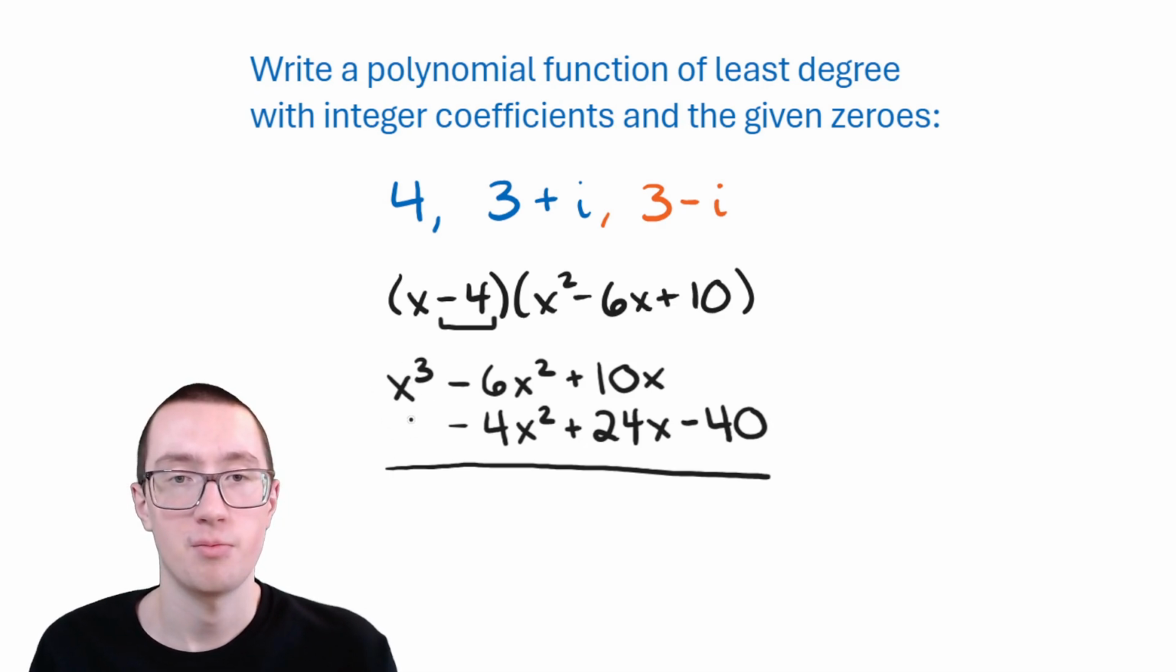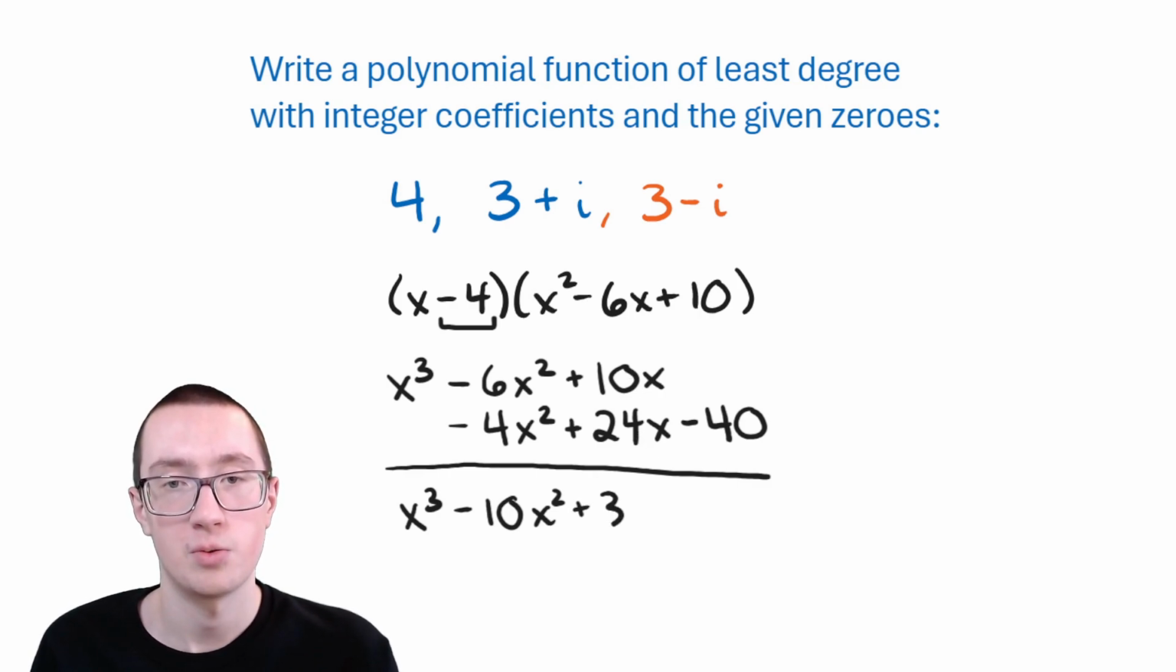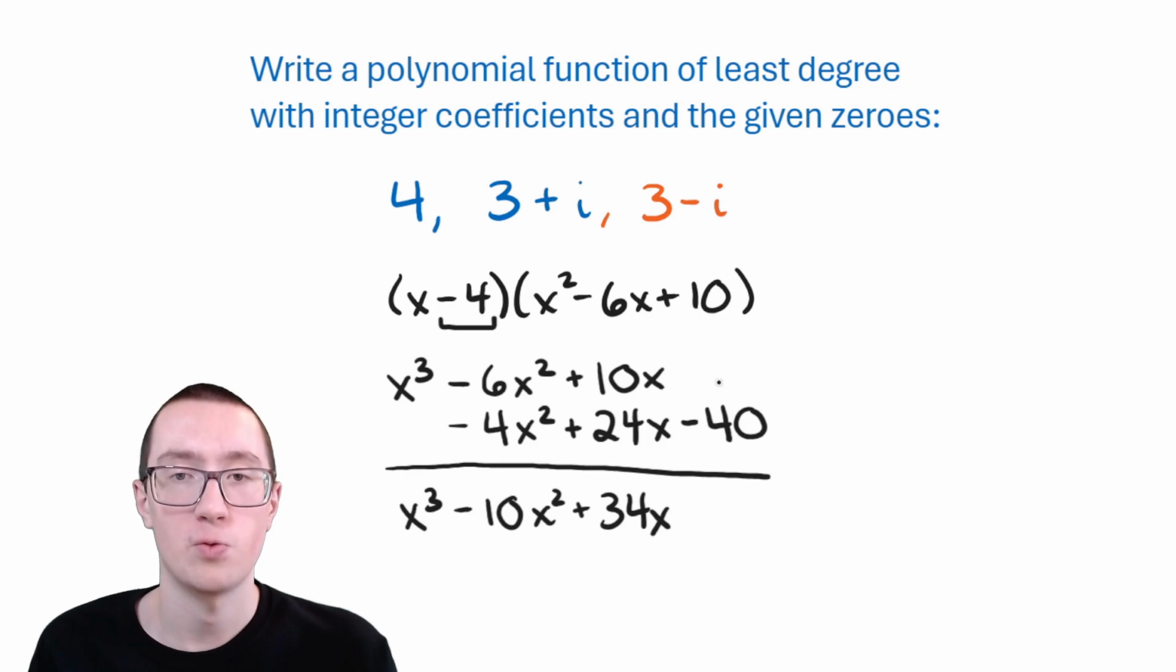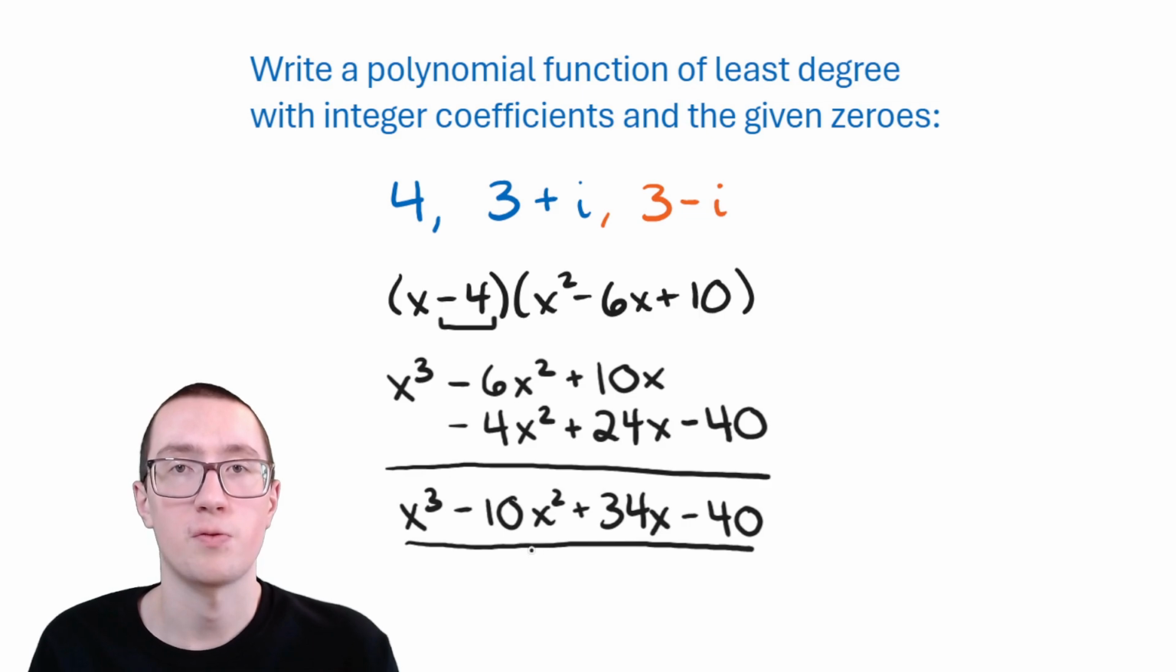So x to the third, that's just by itself, so x to the third. Then we have minus 6x squared minus 4x squared. We can think of this as dollars. We lost $6, then lost another $4, so we're down $10. Then we have 10x plus 24x, 10 plus 24 you could put in your calculator if you wanted to, 34x. And then this minus 40 is by itself, so it stays as minus 40. So this right here is our polynomial function of least degree with integer coefficients and the given zeros. So this is our final answer.